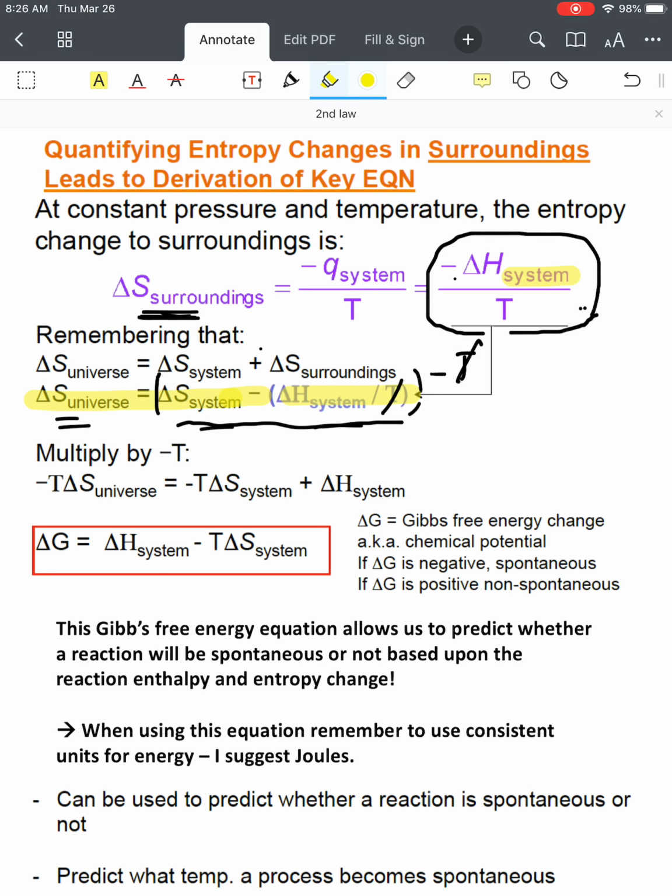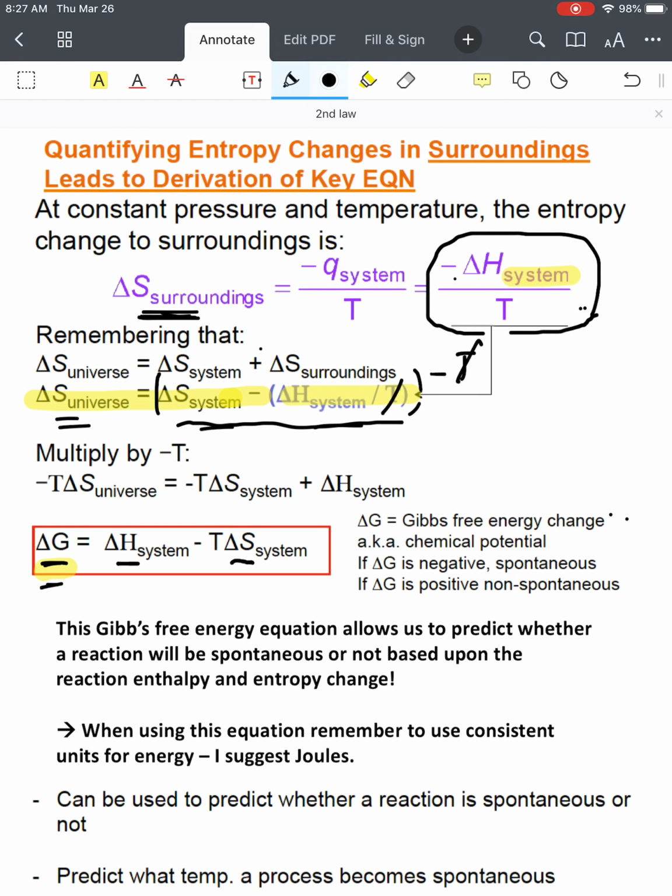And that equation allows us to compute delta G for a system based upon the enthalpy change for that reaction system and the entropy change for that reaction system. So we're computing this number based upon, again, parameters for the reaction system itself. We don't have to worry about the surroundings or the universe anymore. We're just taking the system into account, and we can get this magic number, delta G, the Gibbs free energy change, right?